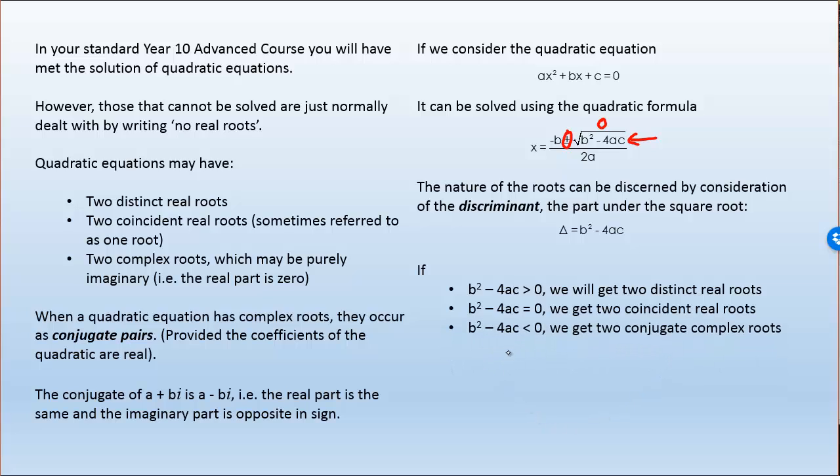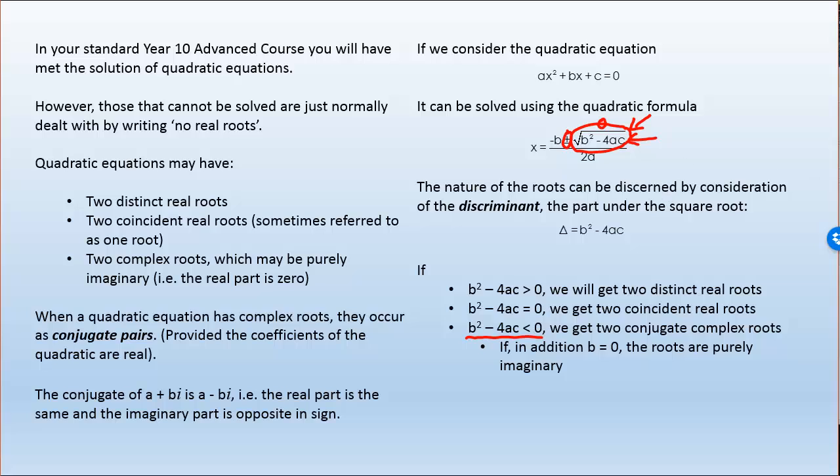If b squared minus 4ac is less than 0, we get two conjugate complex roots. Now, why is that the case? We know that we can't square root a negative in reals. We can only do that if we go into imaginaries. So in this situation, we're going to get an imaginary number here when we square root the negative.